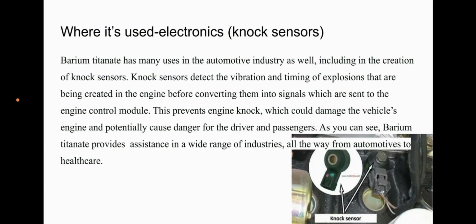Where it's used: electronics, NOx sensors. Barium titanate has many uses in the automotive industry as well, including in the creation of NOx sensors. NOx sensors detect the vibration and timing of explosions that are being created in the engine before converting them into signals, which are then sent to the engine control module. This prevents engine knock, which could damage the vehicle's engine and potentially cause danger for the driver and passengers. As you can see, barium titanate provides assistance in a wide range of industries, all the way from automotives to healthcare.